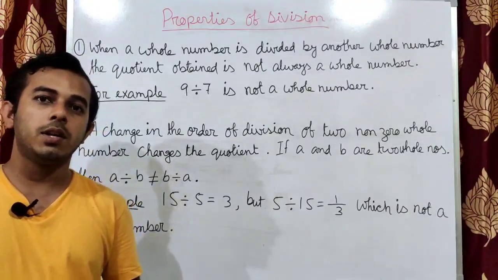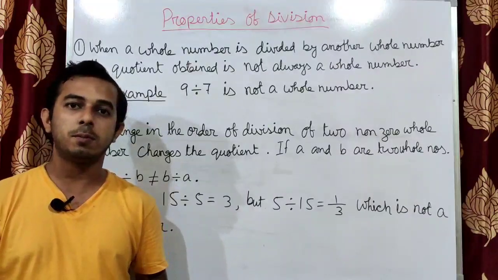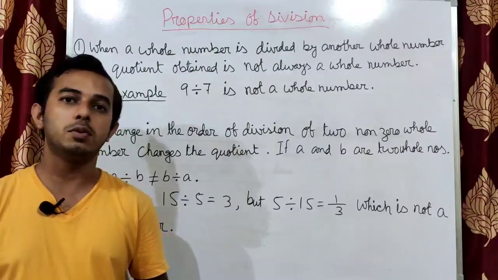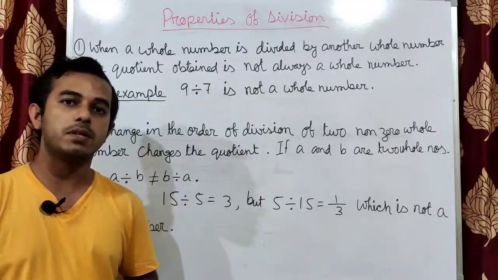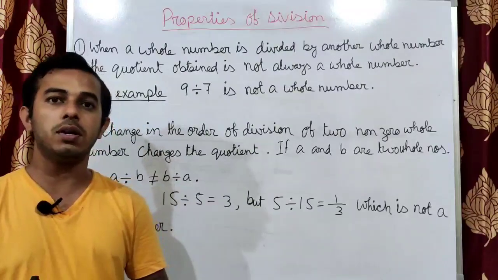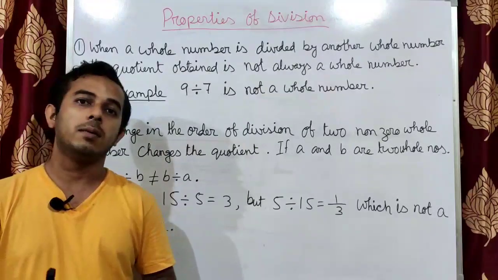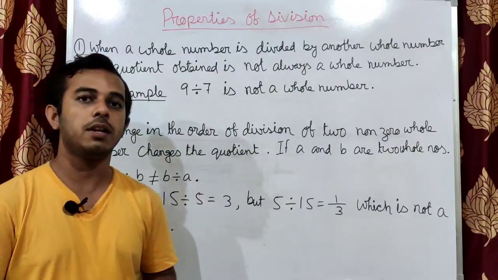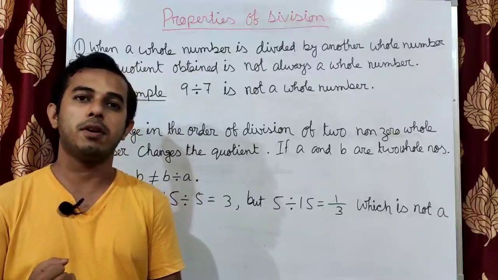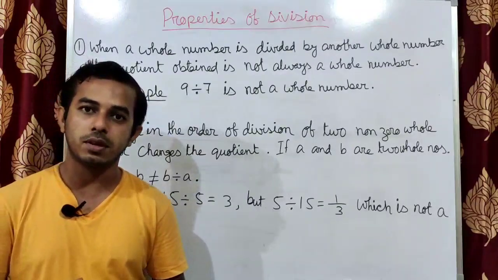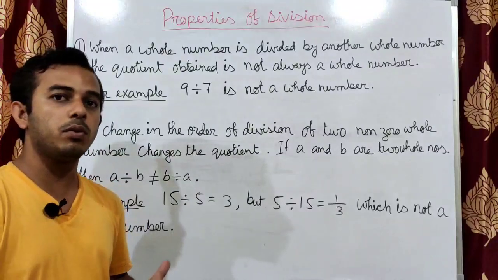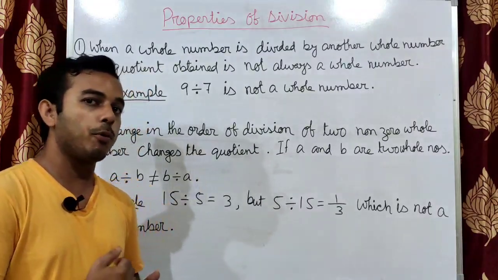Hello everyone, we are here with a new topic, properties of division of our chapter number 2, that is whole numbers. In our previous classes we have learned what a whole number is, then properties of the whole number, how to represent a whole number on the number line, then properties of addition, then properties of subtraction, then properties of multiplication, and now we are here with our last topic, properties of division.